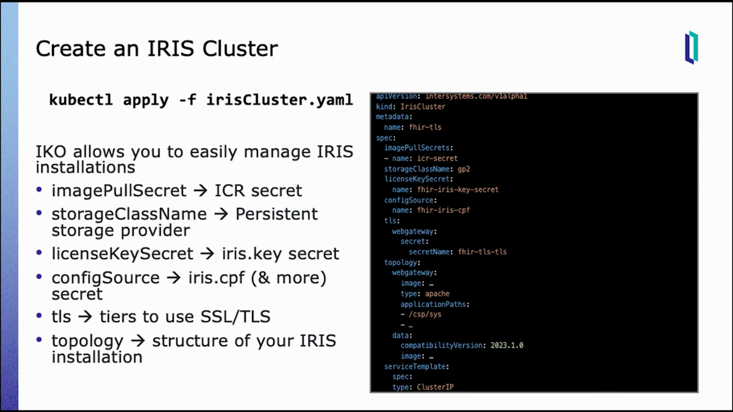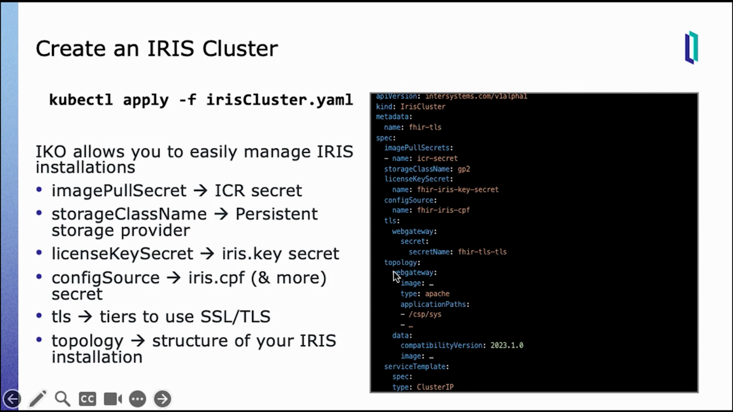There's also this TLS section that's pretty new, that's new in IKO 3.5, and we're saying, hey, we want to configure the web gateway to use this secret that we just created called FHIR TLS. I probably needed a better name for it, but there you have it. And what that will do is configure the web gateway to use that SSL key. So that is the SSL key that you'll be using when you make web requests to it.